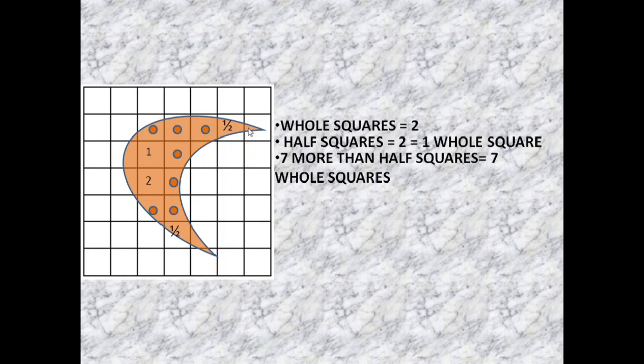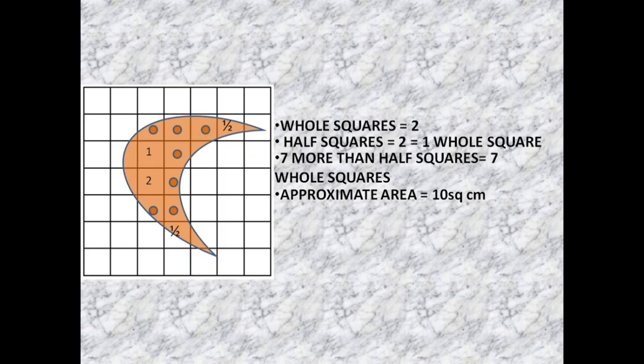Now, these parts, this one, this is little less than half, so I've ignored it. Here also, this is less than half, this also is less than half, this as well as this is less than half. So, I have ignored all these. So, children, the approximate area of this shape will be 2 plus 1 is 3. 3 plus 7 is equal to 10 whole squares. That means 10 square centimeter.